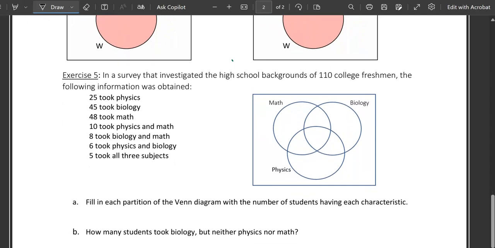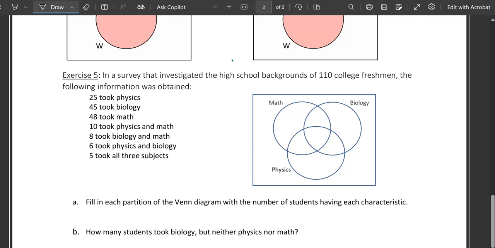Okay, so the last couple of problems here, exercise 5: in a survey that investigated high school backgrounds of 110 freshmen, the following information was obtained. So we're looking at this universe over here, which deals with math, biology, and physics. And it looks like we want to take all these different ones and find out what numbers go in the overlaps and what goes by themselves in just math or physics. And you got to do this carefully because sometimes you got to take one away from the other to find out what's going in an overlapping.